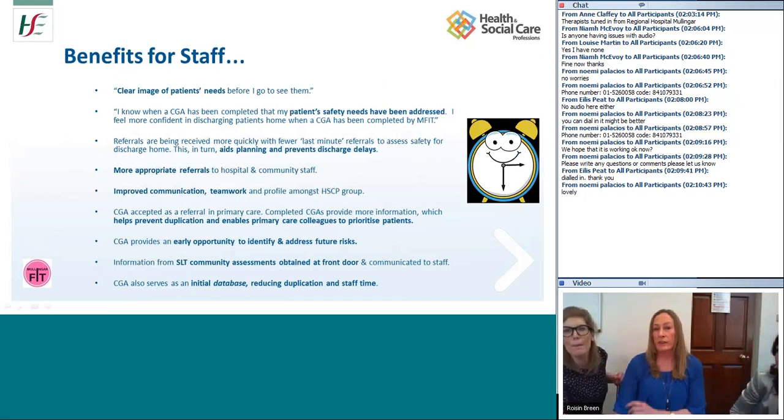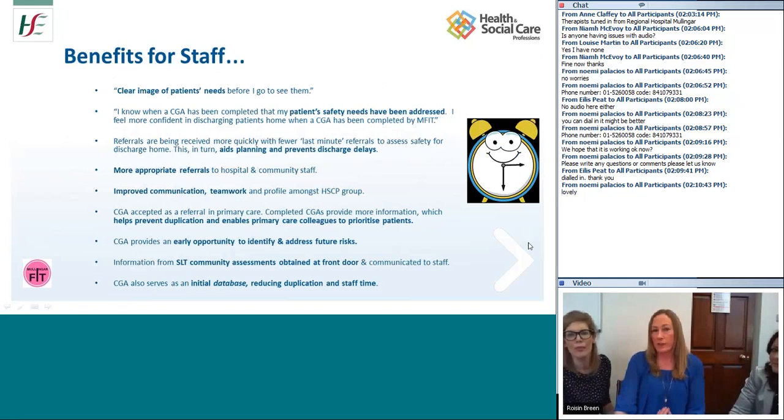It aids planning and prevents discharge delays. There are more appropriate referrals to hospital and community staff. So the referrals have actually gone up. There have been patients who were missing referrals to the disciplines, but now they've gone up and they feel that the referrals are appropriate. Unfortunately, that means they have extra people to see, but we're working on being able to cope with the extra numbers. There's improved communication and teamwork.